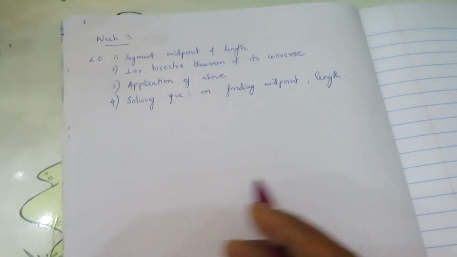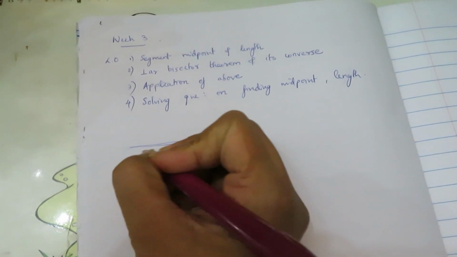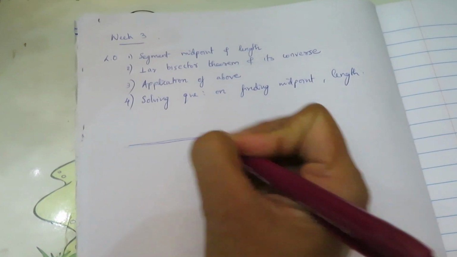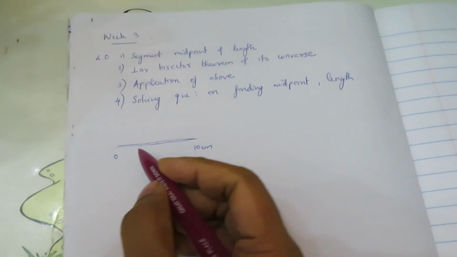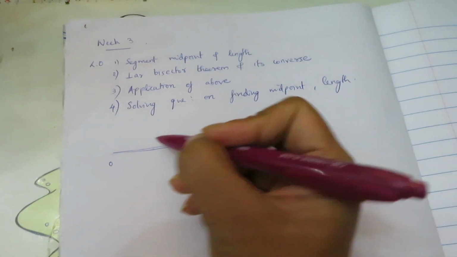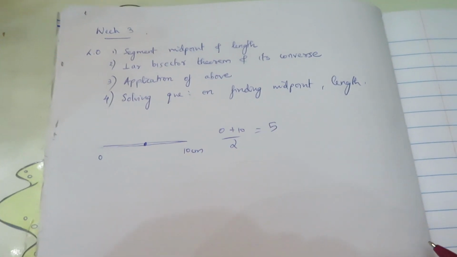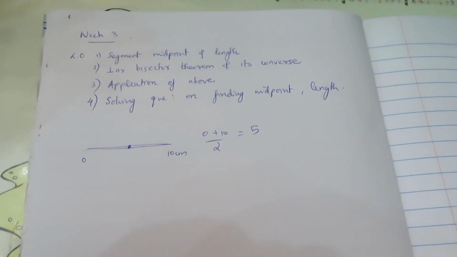So let's see, how do we find the segment midpoint. Suppose you have a line like this which is of 10 centimeter length. It starts with 0. It's easy to find out the midpoint. You know that it's an average. 0 plus 10 by 2 equal to 5. At the point 5 you will have your midpoint, right? If it's on a plain paper, it's easy to find the midpoint.